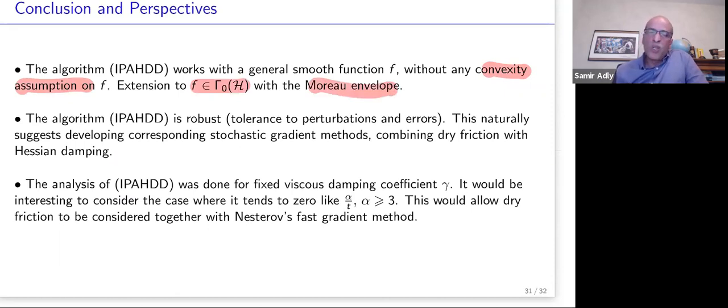It is also robust. We did not have time, but it is in the paper, because we can tolerate perturbations and errors. And this naturally suggests developing a corresponding stochastic version, combining also dry friction. The analysis was done with a fixed damping coefficient gamma. It will be interesting to consider an asymptotic vanishing damping, but the Lyapunov functions and the mathematical analysis could be harder. This allows dry friction to be considered also in the Nesterov fast gradient method.